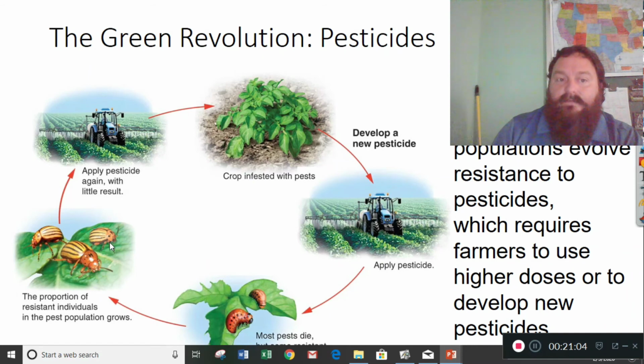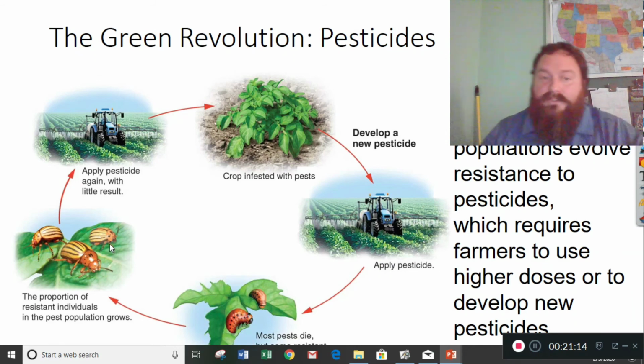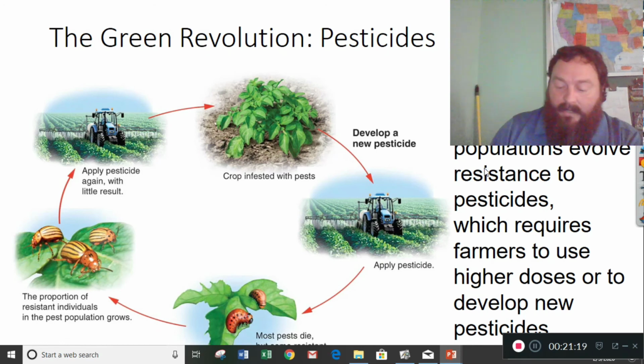The resistant ones survive. So we reapply that pesticide, but it doesn't reduce our crop loss any because those insects are now resistant to it. There's always going to be a certain portion of the population that's resistant to any pesticide that we put or any antibiotic we expose them to. So again, non-resistant ones die off, resistant ones survive. We reapply the pesticide, but there's no benefit to it because, again, they're resistant to it.